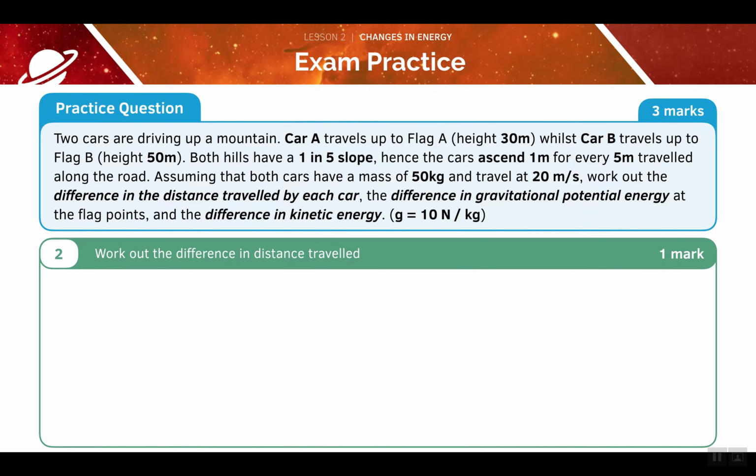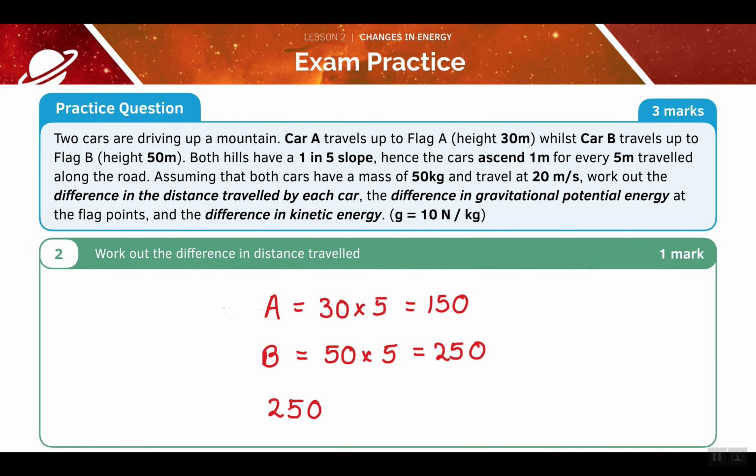Now, we can work out the distance travelled by each of the cars. For car A, the distance travelled would be 30 times 5, which gives 150, whilst for car B, the distance would be 50 times 5, which gives us 250. To work out the difference, we'll simply subtract A from B to give us a distance of 100 metres.